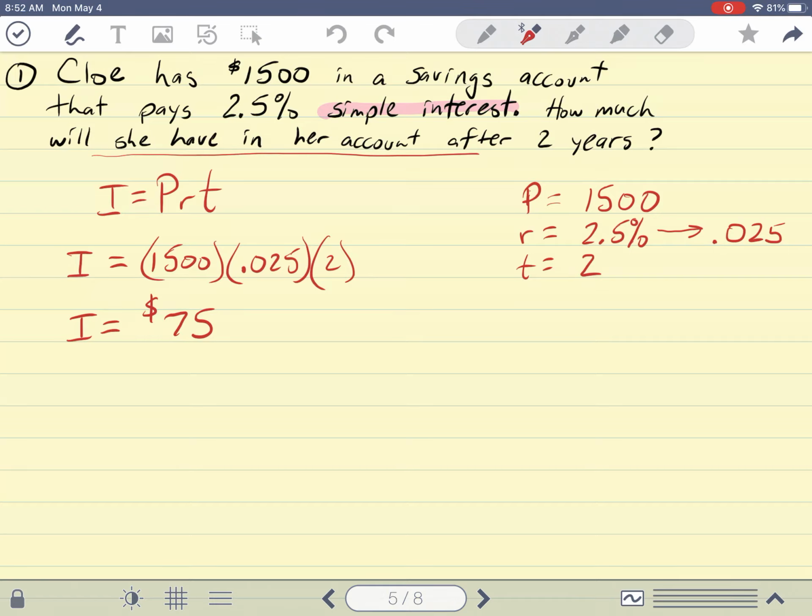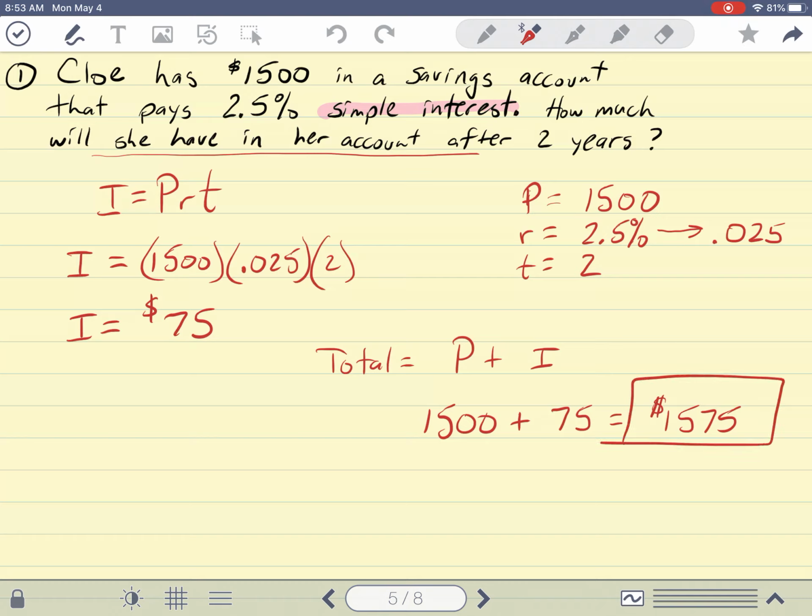The question said, how much will she have in her account? They want to know the total amount. Okay, so the total is going to be principal plus interest, because she started with 1,500, and then over the 2 years, Chloe earned $75 in interest. So that would mean that the total is 1,575.